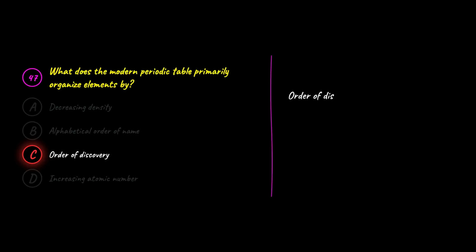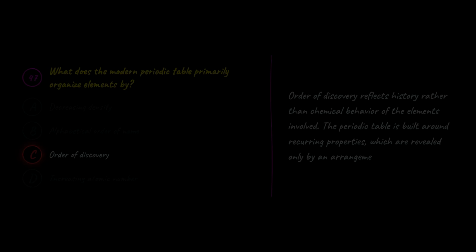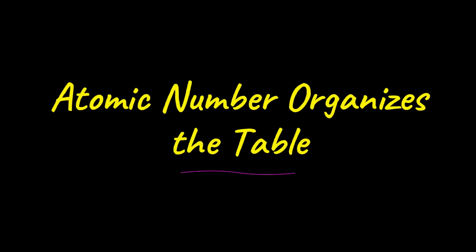C is wrong because order of discovery reflects history rather than chemical behavior of the elements involved. The periodic table is built around recurring properties, which are revealed only by an arrangement based on increasing atomic number. The periodic table arranges every known element by a single governing principle: atomic number, the count of protons in the nucleus. This ordering reveals repeating chemical patterns that make the table one of science's most powerful tools.